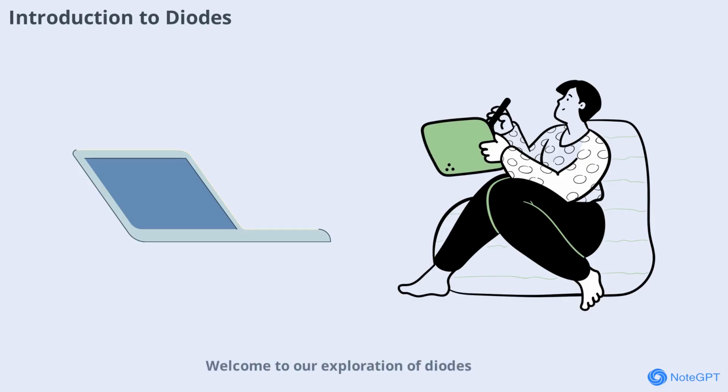Welcome to our exploration of diodes, one of the most fundamental components in electronics. Diodes are everywhere, from your smartphone to your home appliances, quietly ensuring that electricity flows in the right direction. In this video, we'll break down what a diode is, why it's so important, and how it works in everyday circuits. Whether you're a beginner or just curious about electronics, understanding diodes is a great first step.